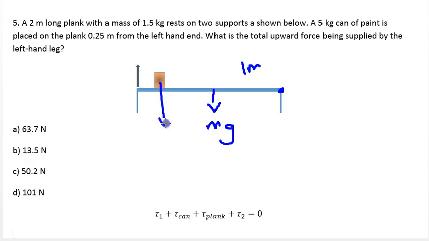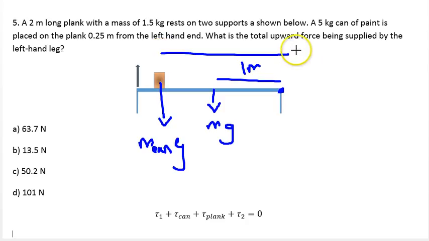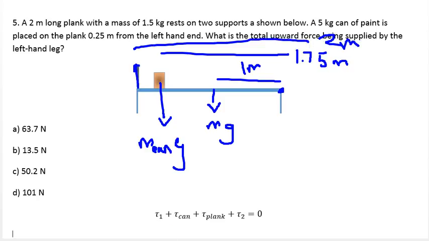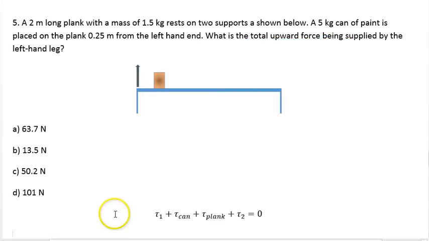And then we have the mass of the can times g right here. This is 1 meter from here all the way over, so that's going to be 1.75 meters. And then there's this F1, and that's going to be all the way over at 2 meters. If we're calling this the pivot point, it doesn't really matter what that force is at all, because it's at 0 meters, so that torque is going to be zero.